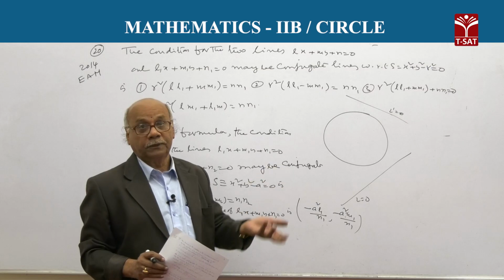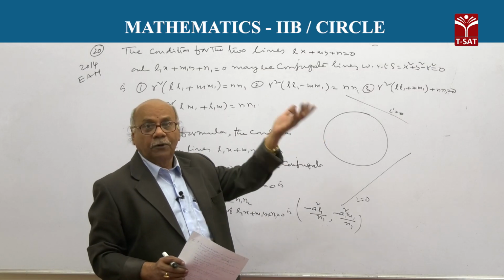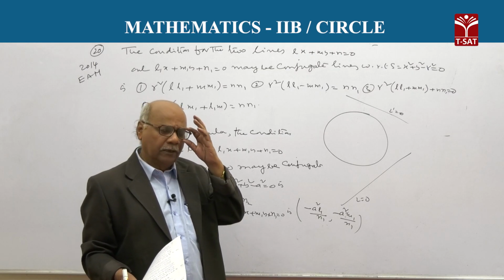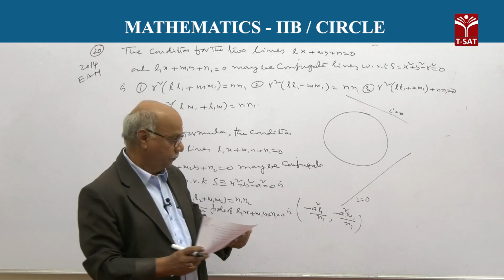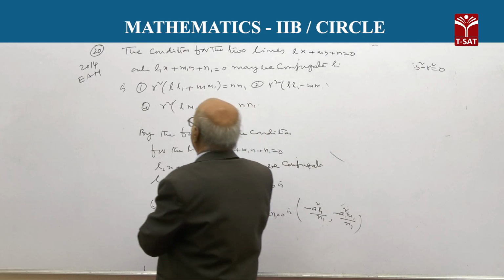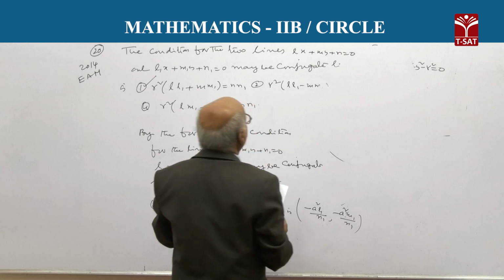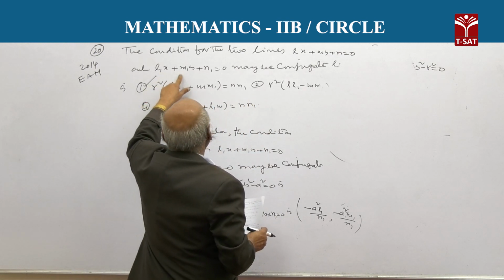Some people say the polar of the center of the circle is the line at infinity. Line at infinity means we don't know where it is. So mathematics will never discuss things which are not real. So the correct option is option number 1, because in place of L1, we are having L, M and N, and in place of L2, we are having L1, M1, N1.